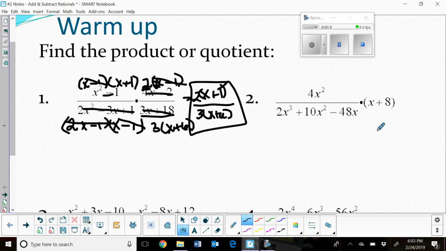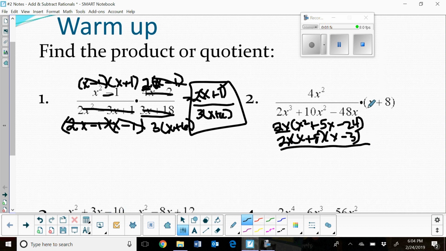Okay, then the second one, I've got to factor this denominator, and I've got to take a 2x out, and that leaves me with x squared plus 5x minus 24, which then factors into x plus 8, and then x minus 3. And I'm going to bring that down, and then don't forget your 2x also comes down. So right here is what I factored to. And then this x plus 1 is over 1, so it's really on top.